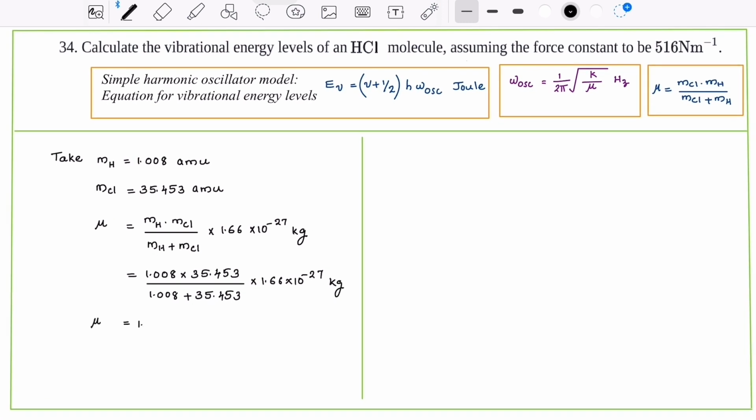That is, the reduced mass mu is equal to 1.627 into 10 raised to minus 27 kilogram. This is the reduced mass of HCl molecule.